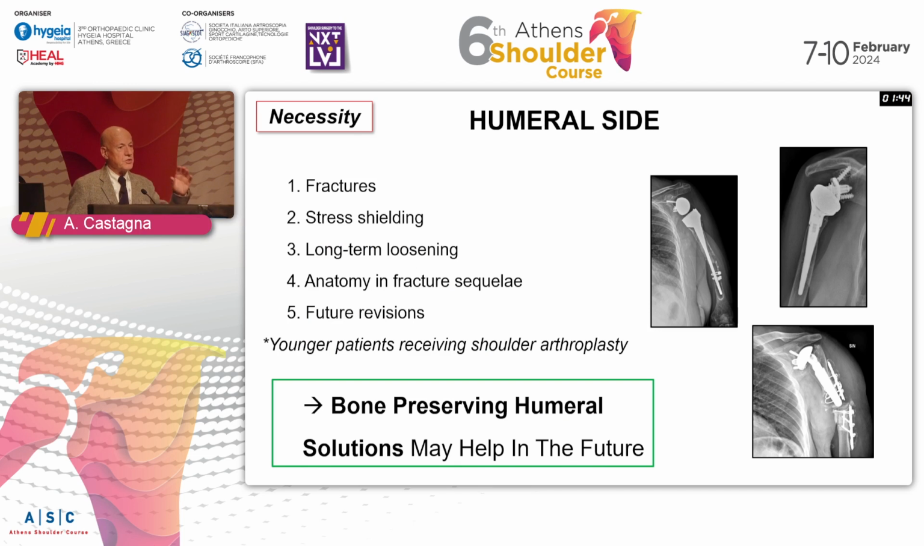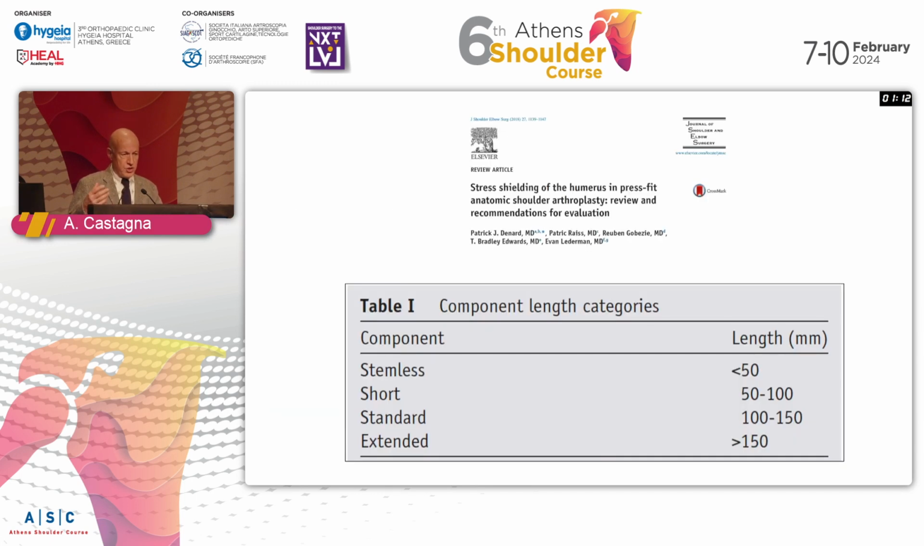However, the more you use a tool, the more you want the tool to provide answers to your issues. So we started thinking about other aspects of our reverse prosthesis implant. That includes fractures, the stress shielding with our implant, the long-term loosening, the anatomy in fracture sequelae, and the future revision. And most of all, younger patients are receiving shoulder arthroplasty, so a bone-preserving humeral solution may help for the future. So we started working on a shorter stem.